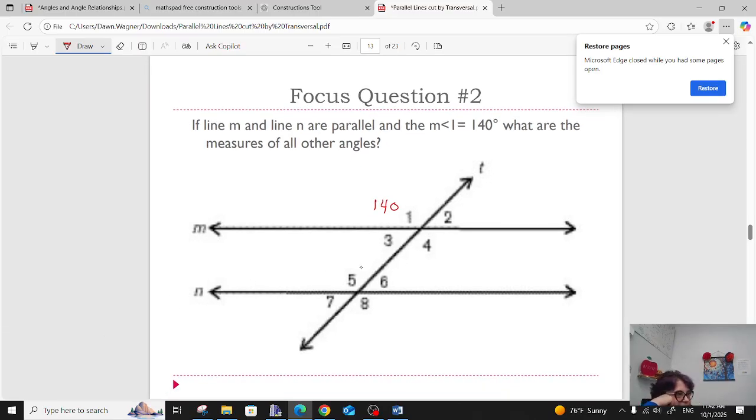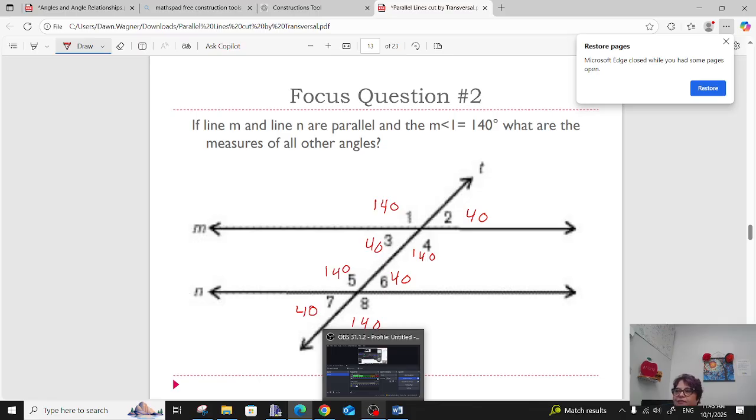So did you get them all? Okay, so did you have 140, 140, 140, 140, and then the other ones are what? 40. I'm going to change the color. Why isn't it letting me change the color? Come on. It's not letting me. 40, 40, 40, and 40.